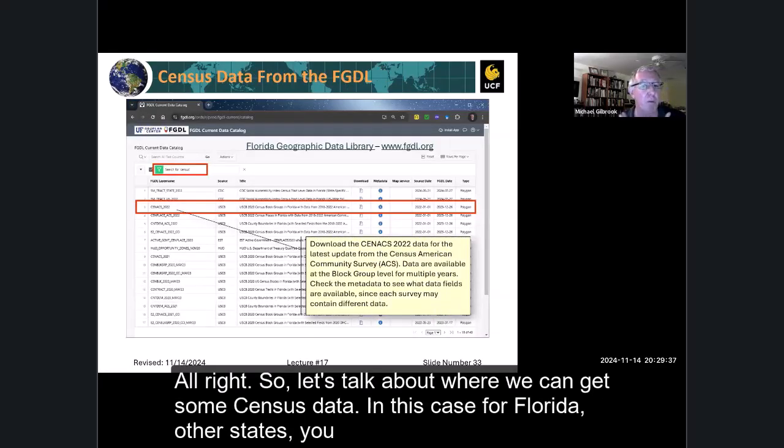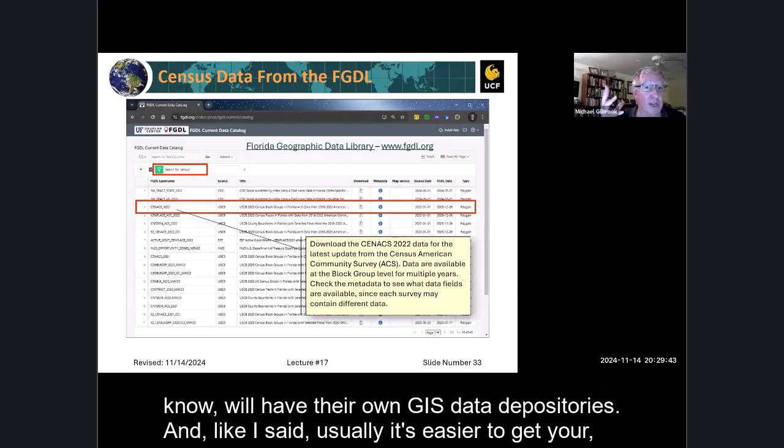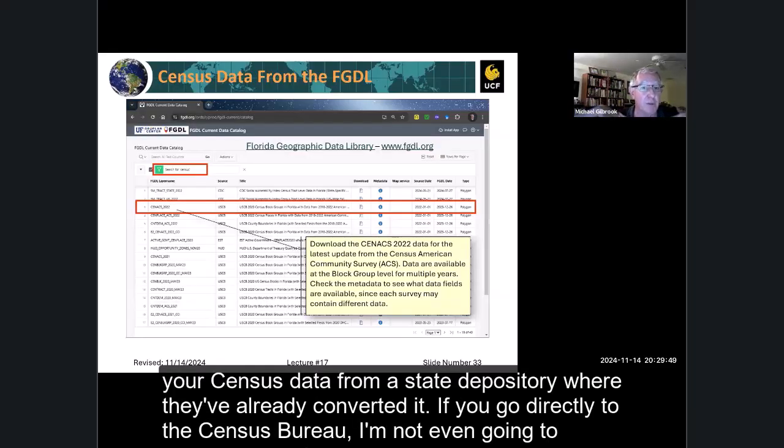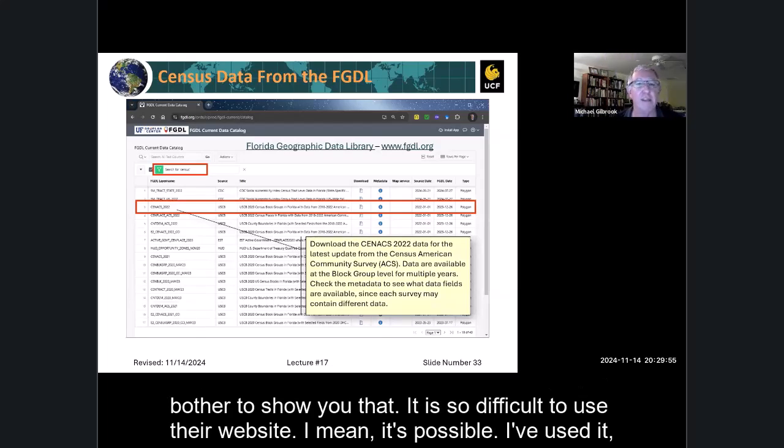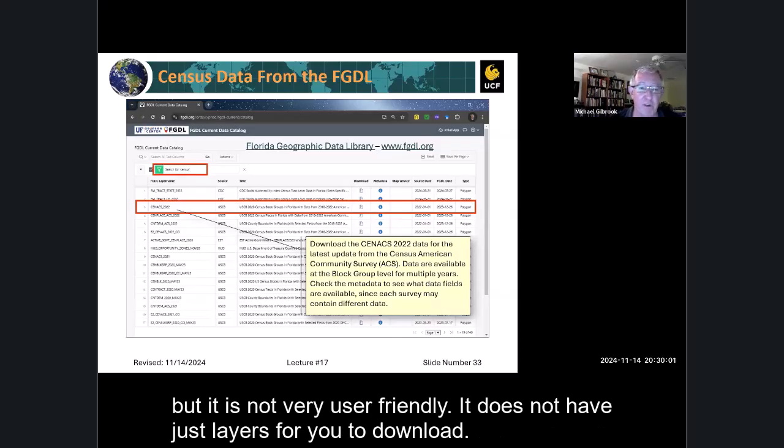All right, so let's talk about where we can get some census data. In this case, for Florida; other states will have their own GIS data depositories. And like I said, usually it's easier to get your census data from a state depository where they've already converted it. If you go directly to the Census Bureau, I'm not even going to bother to show you that. It is so difficult to use their website. I mean, it's possible. I've used it, but it is not very user-friendly. It does not have just layers for you to download.